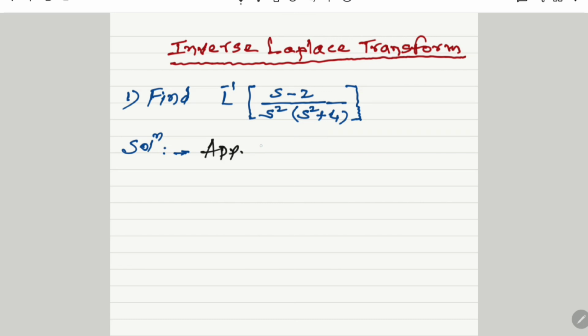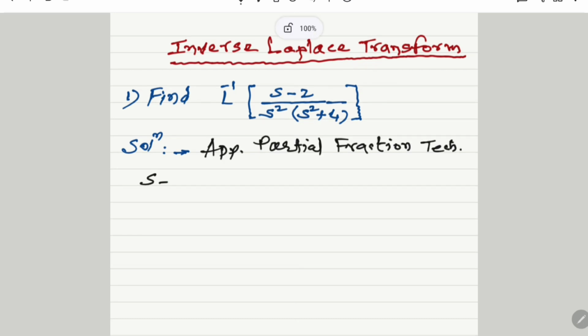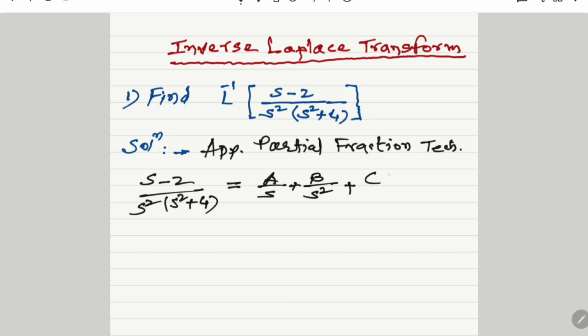Therefore, applying the partial fraction technique, we can rewrite the term (s minus 2) divided by s square into (s square plus 4) as A upon s. It is repeated a second time, therefore B upon s square. This is the way to write partial fractions if the factor is a repeated factor. And for the quadratic, the way to write is (cs plus d) divided by (s square plus 4). We call this equation 1.